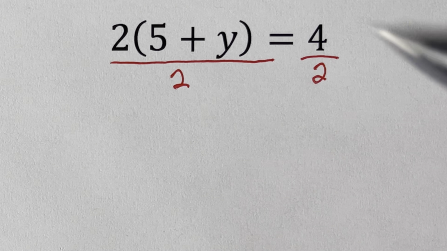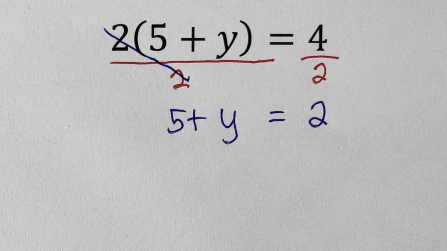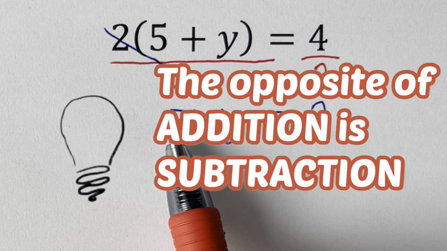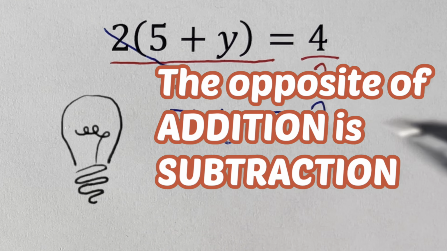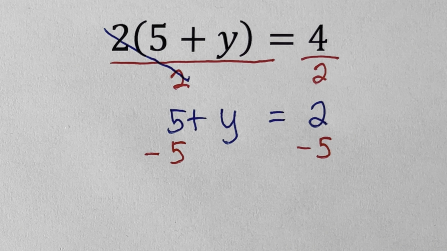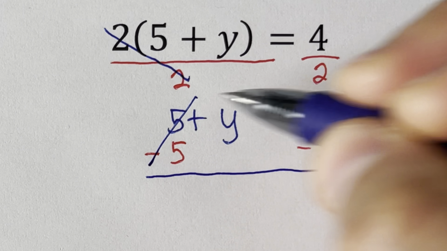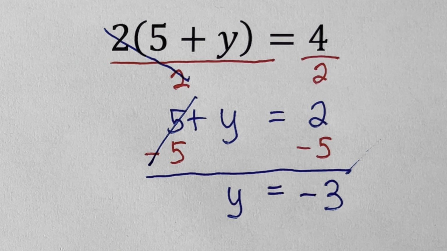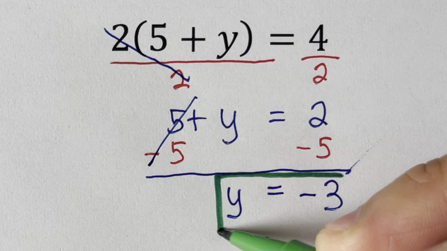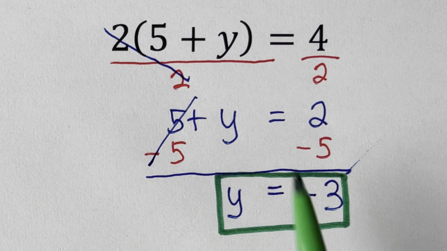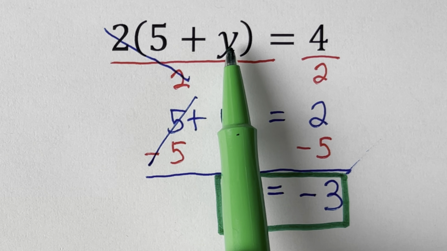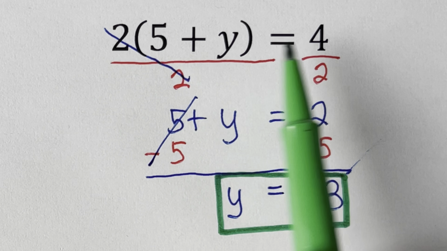Then that is equal to 2. Again, our target is to isolate the variable on one side of the equation. This is a positive 5. We remember that the opposite of addition is subtraction. So we subtract 5 from both sides, and cross these two out. We are left with y is equal to negative 3. This is the value of y that would make this equation true. This makes sense because 5 plus negative 3 is a positive 2, and 2 times 2 is 4.